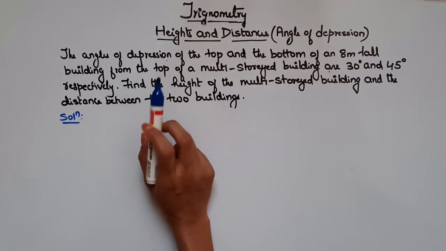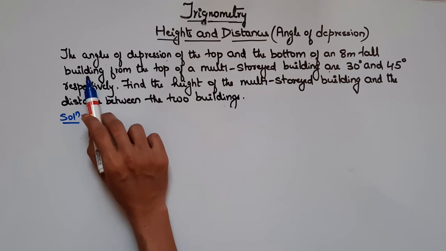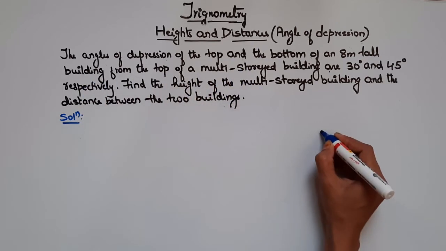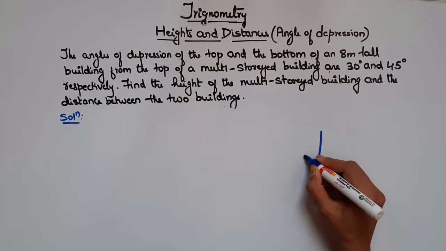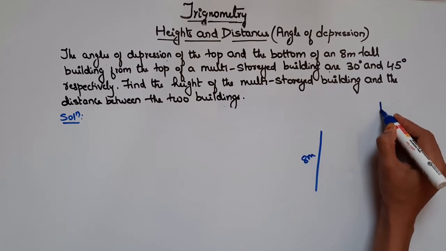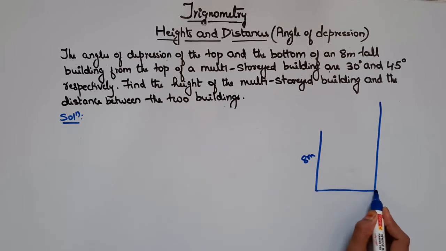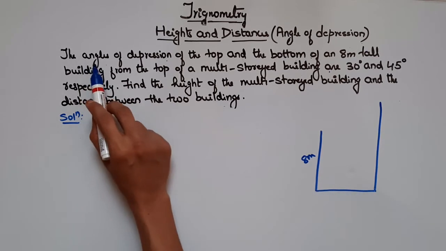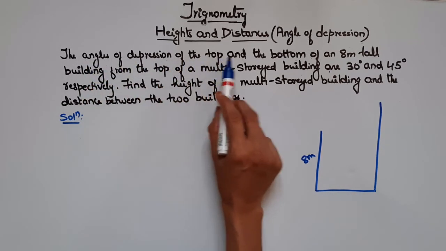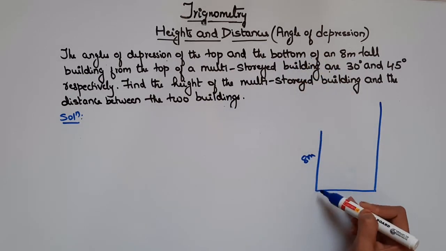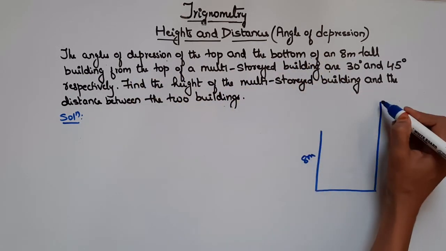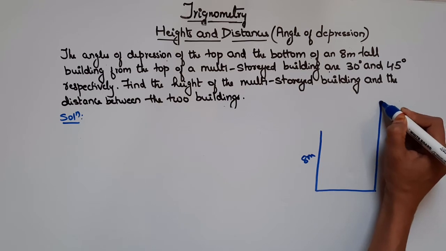Here it says we have two buildings. One is the 8-meter tall building and the multi-storied building, right? So let's consider this as an 8-meter tall building, and we have one more building which is the multi-storied building. So this is the level of the ground, right? Here it says the angle of depression of the top and the bottom of an 8-meter tall building from the top of the multi-storied building, that is from this point.